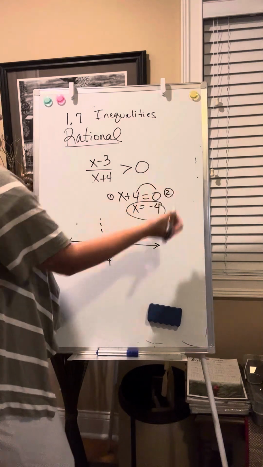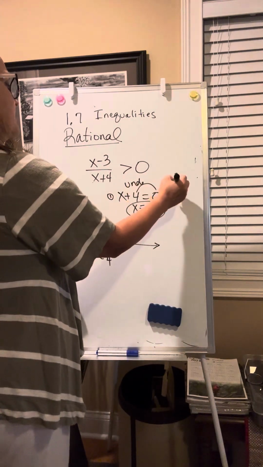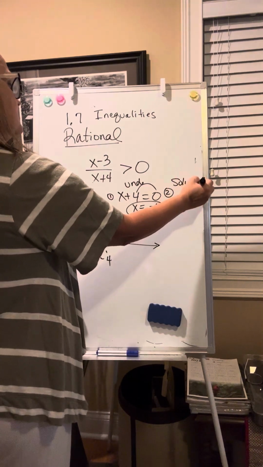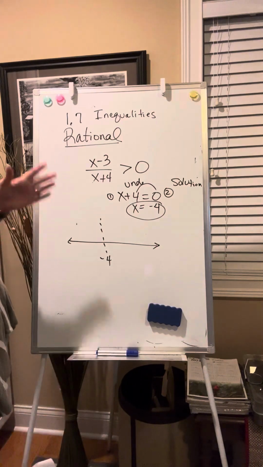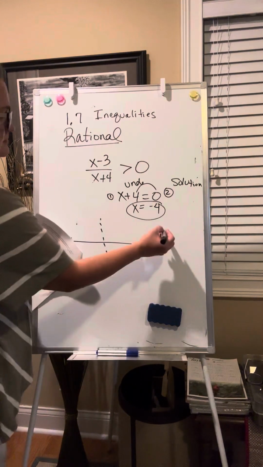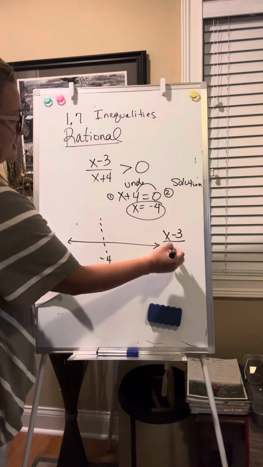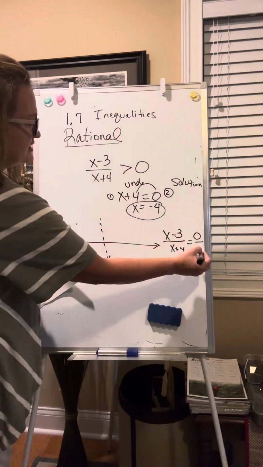Then the second thing is, what is the solution? This is where it's undefined, and then we also need the solution, like we have on all the other methods. Well, the solution is, since this is, we could think of it as a proportion, and write it x minus 3 over x plus 4 equals, to solve it, equals 0 over 1.